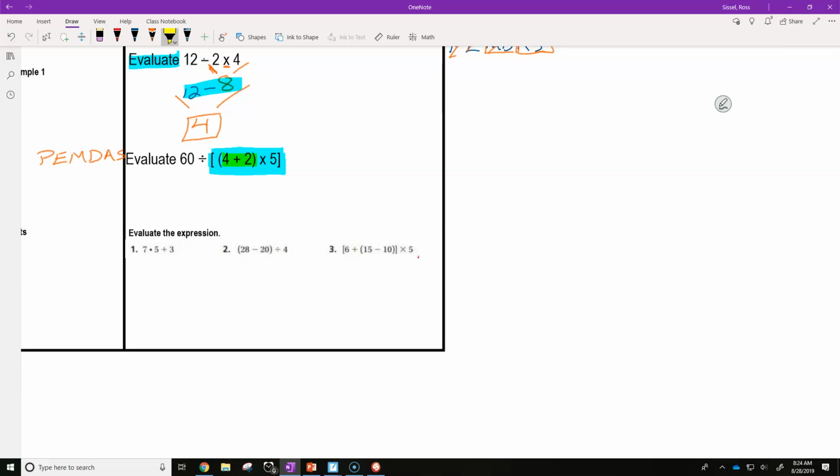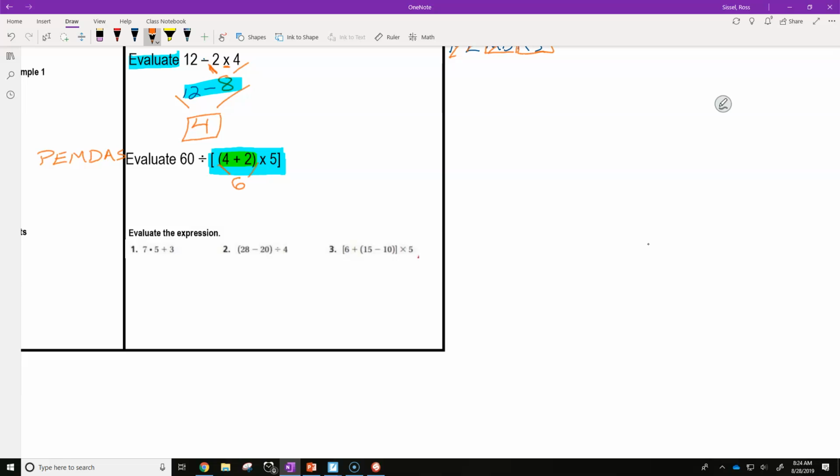So I'm inside there now. Inside my parentheses, are there any other parentheses? No. Okay, so are there any exponents inside there? On 4 plus 2, are there any exponents? No. Is there any multiplication or division? No. There's only one operation, and it's addition. So I'm going to show my work, and it's going to be 4 plus 2 is 6.